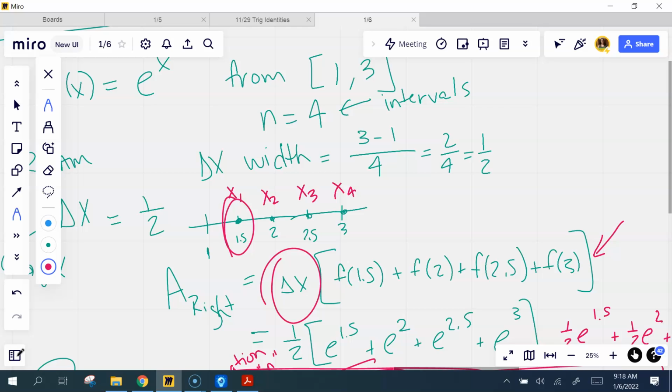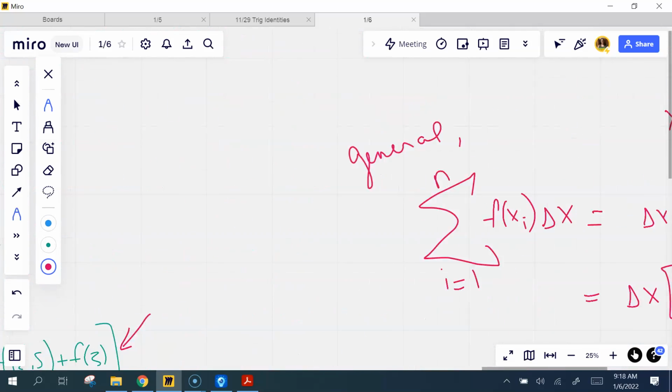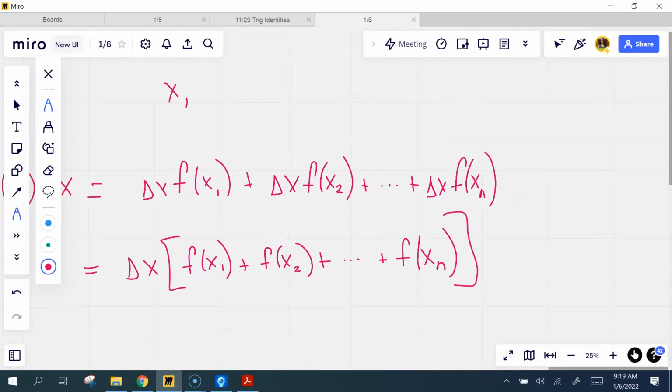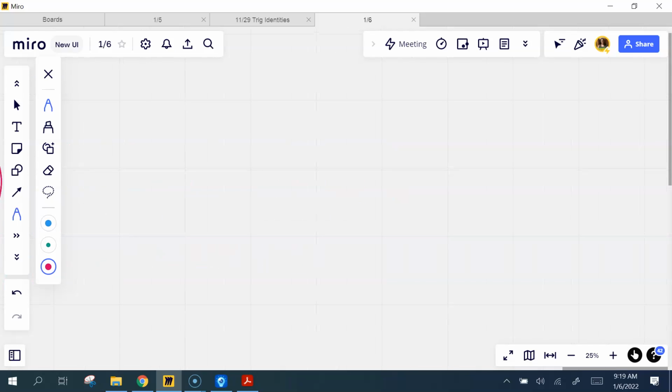Are y'all with me? A little bit? Sort of. Okay. The more we do them, the more it'll make sense. Just so you know. Almost. It was not hard.